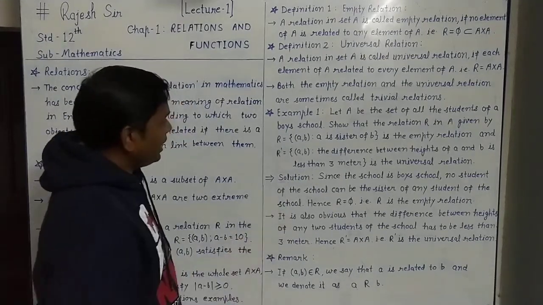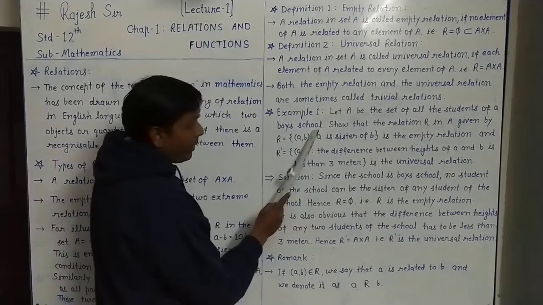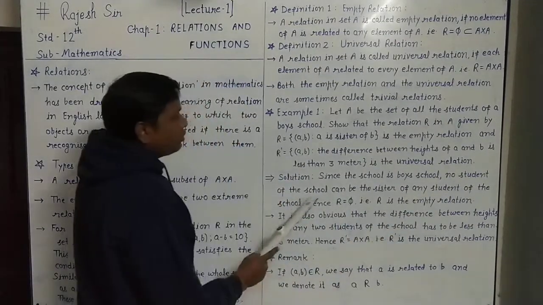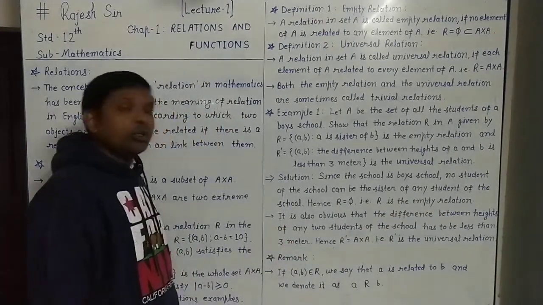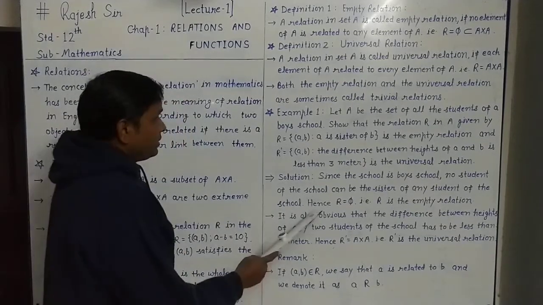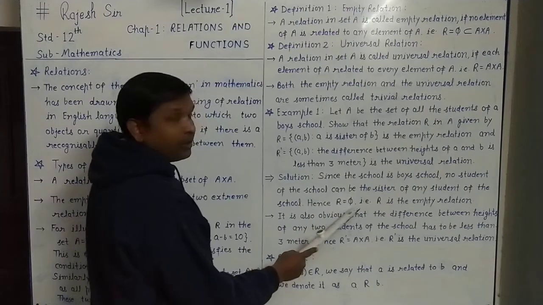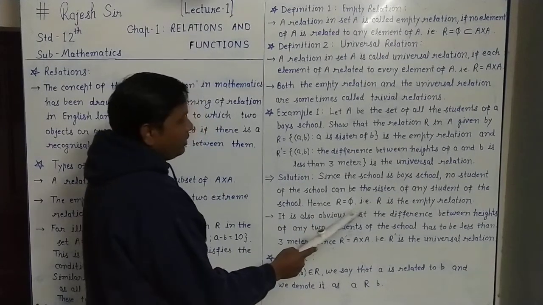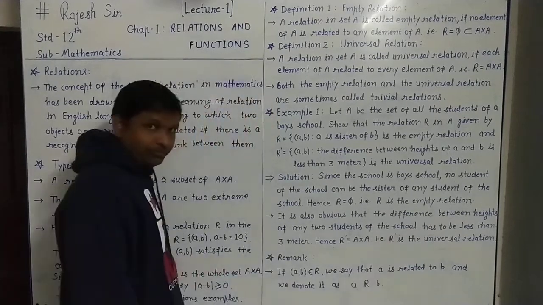So in the solution, since it is given as a boys' school, no student of the school can be the sister of any student of the school. In the school no girl is there, so no sister will be there of any other student. Hence this relation R, where a is the sister of b, is phi, an empty set. So we can say that R is the empty relation.